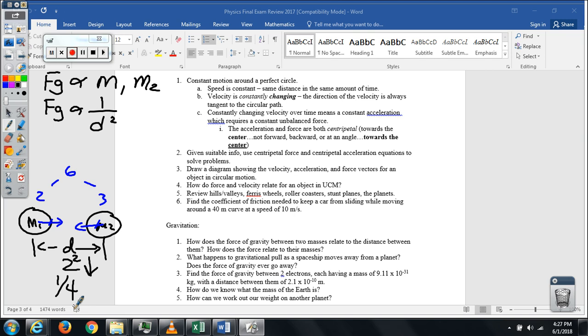So if there was a 40 Newton force of gravity between these two objects, but you double the distance between them, that force of gravity is now 10 Newtons, because you did 40 divided by 4, or 40 times 1/4, and you get that the force is now weaker by a factor of 1/4.